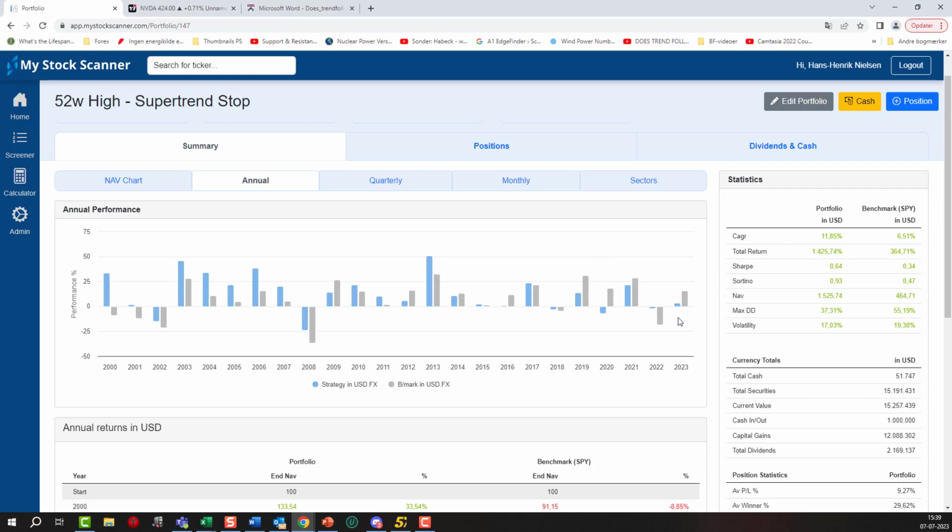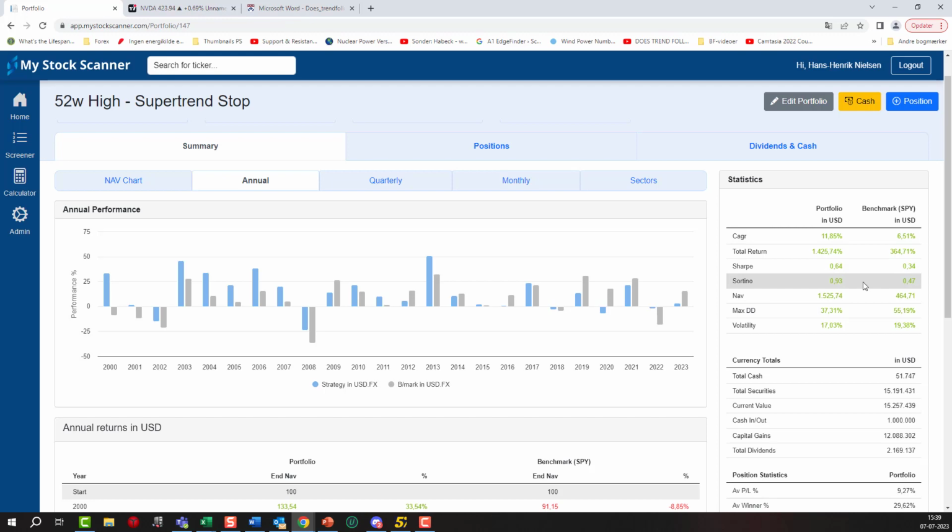So this is not a strategy that beats the market every single year, but seen over a 23-year period, simply by picking stocks that are at the 52-week high, you will overall make more money if you are patient and you have time enough to stay in the market.